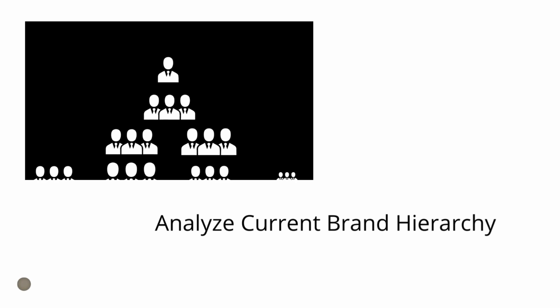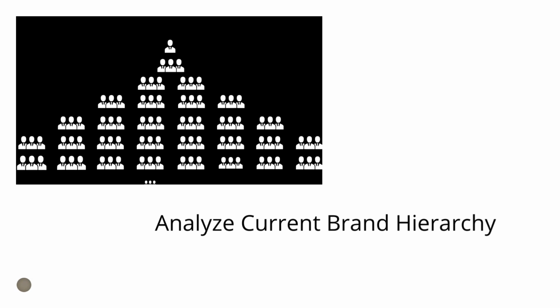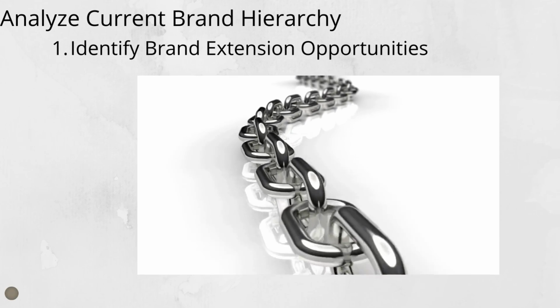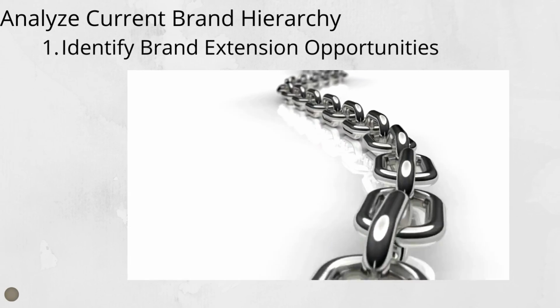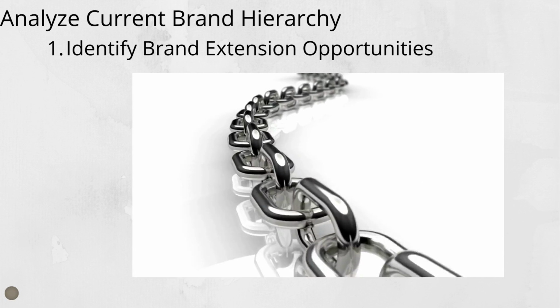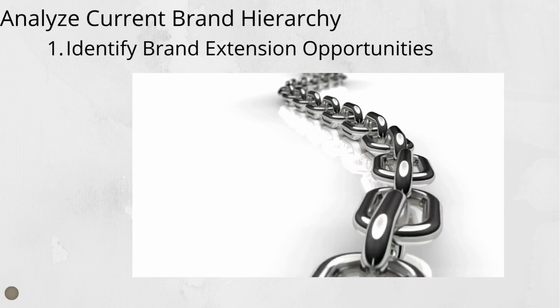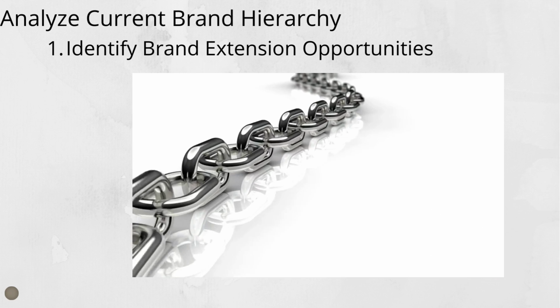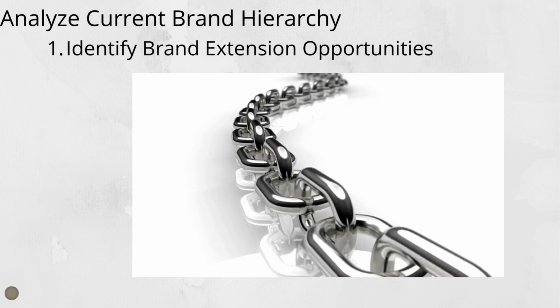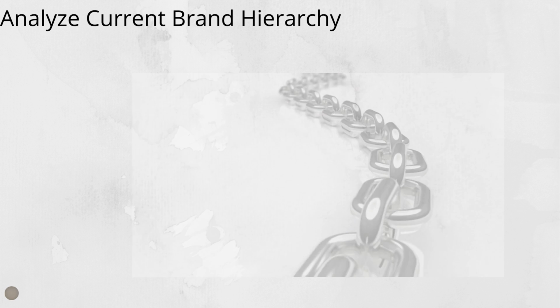The second step is to analyze your current brand hierarchy. Look at how it's built out right now so that we can see how to improve it. To correctly analyze your current brand hierarchy, we need to start with identifying your brand opportunities. Look around you. Do you have a SWOT that you can look at? What are your weaknesses? What are your threats? Look at the companies around you and what opportunities they're fulfilling and what you can do as well.